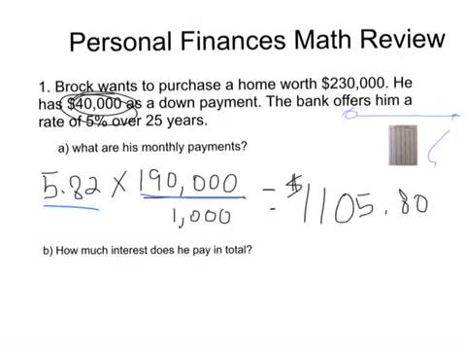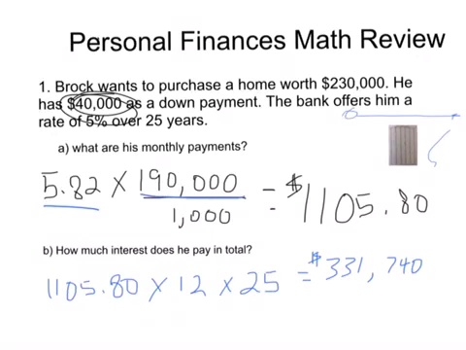So how much interest does he pay in total? We take his monthly payment, which is $1,105.80. Sorry about the ugly writing. And we multiply that by the number of payments that he makes. So he makes 12 payments a year, because there's 12 months in a year. That's 12 times 25. So $331,740. That's what he's paid back to the bank in total.